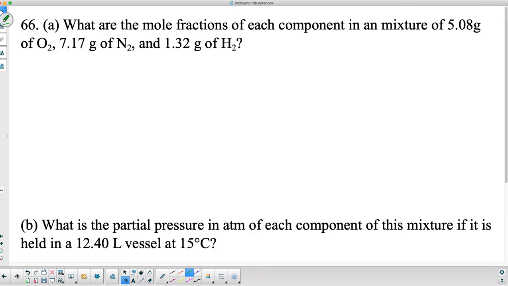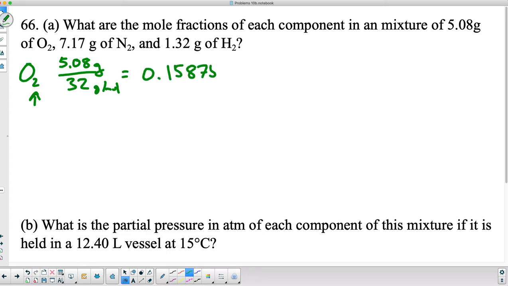I think that's it. So I move on to 66, and it says, well, the mole fractions of each of the components of the mixture of 5.08 grams of O2, 7.17 grams of N2, and 1.32 grams of H2. Well, okay, the mole fractions means I'm going to, for each one of these, like for O2, take 5.08 grams and divide it by 16. What I mean is 32, because of that right there. 32 grams per mole is going to give me 5.08 divided by 32, equals this number of moles.